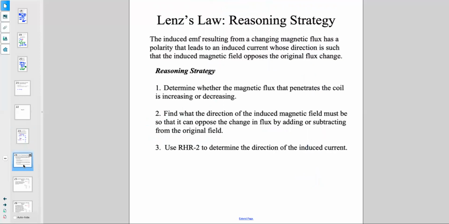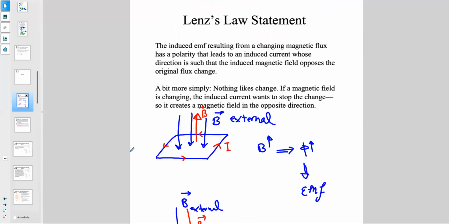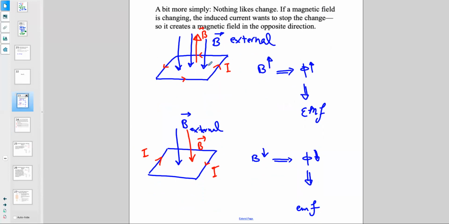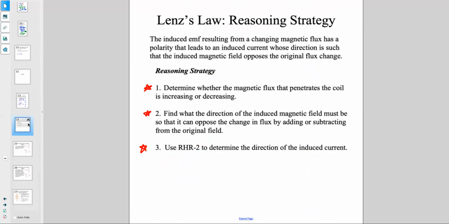Okay, now let's do some strategy. I just explained it, but let's go over these three things one more time. One, determine whether the magnetic flux that penetrates the coil is increasing or decreasing. In our case here, the first one was increasing, the second one was decreasing. Two, find what direction the induced magnetic field must be so that it can oppose the change in the flux by adding or subtracting from the original field.